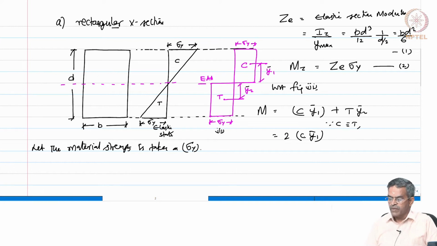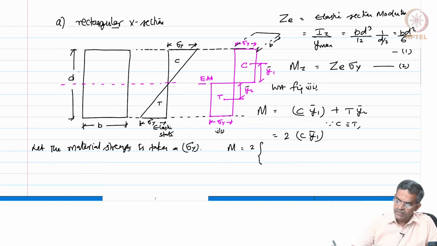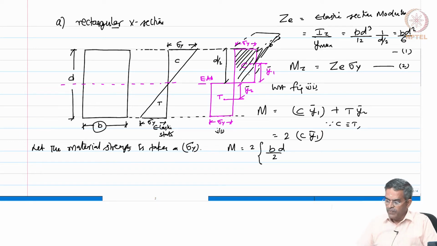What is the compressive force? It is going to be 2 times, you know here the breadth of the section is B, is it not? So B and D by 2, because this is D by 2, am I right? I am looking at this area now. B into D by 2 into the centroid y bar, which will be D by 4, simple geometry. And I multiply this with the stress, because this has to be force into distance. Which gives me BD square by 4 into sigma y.